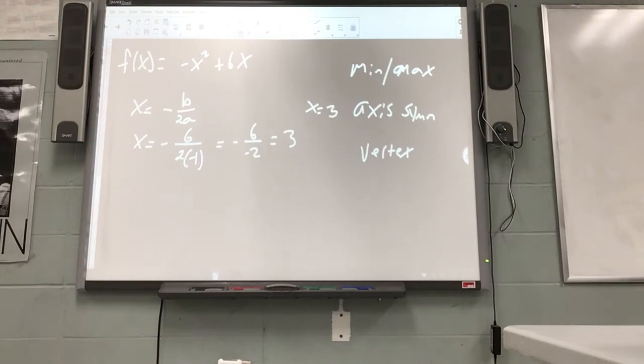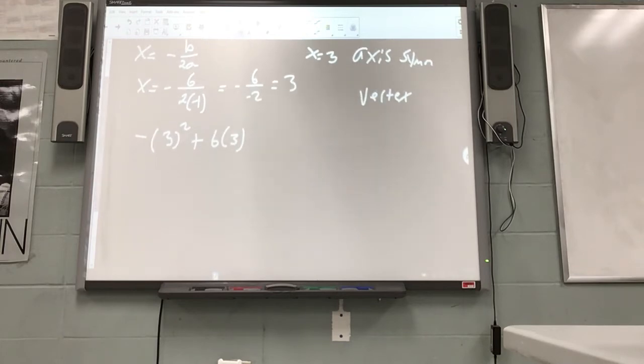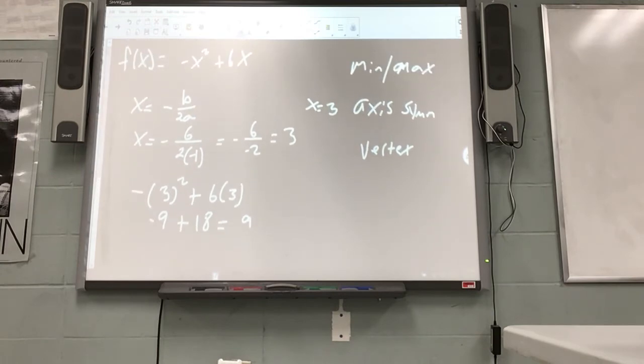Everybody all right on that? Anybody need help there? Okay, now when we go to plug that back in to find our vertex, we have 2 places to plug it into this time. So we'll have negative, and that negative is just stuck out in front. It's not on our 3. So we'll do negative, then we'll do our 3 squared plus our 6 times 3. Alright, so 3 squared is 9, but then you make it a negative. 6 times 3 is 18, so that gets me 9. So when I write my vertex, my x was 3 and my y was 9.